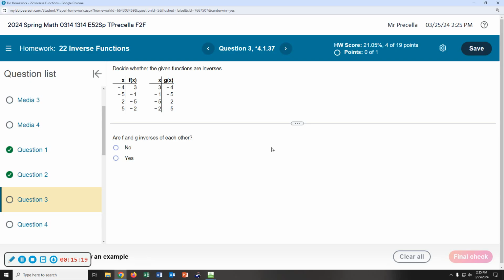Are these functions inverses? (-4, 3), that's the first ordered pair. Well, if it's being swapped, it'd have to become (3, -4). That's what we have. (-5, -1). If you reverse the x and y, yes, (-1, -5). What about (2, -5)? It should become (-5, 2), yes. What about (5, -2)? It should become, yeah. So these are inverses.